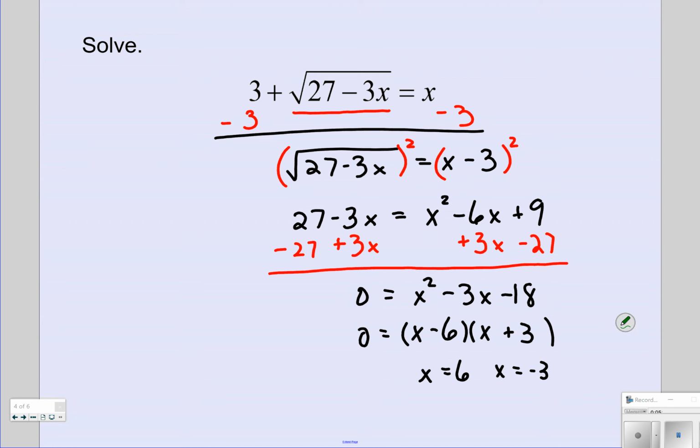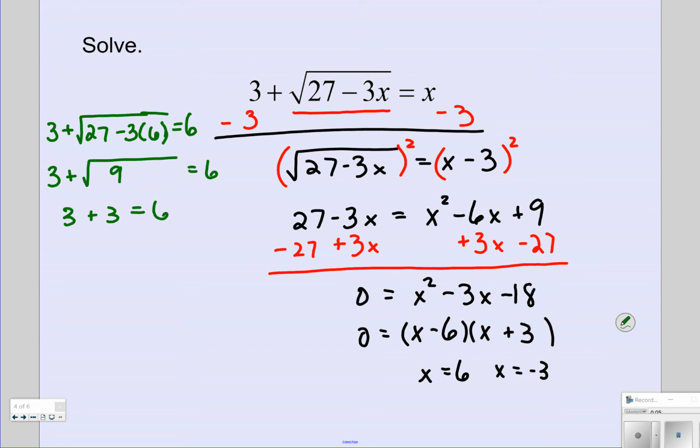So we begin with x is equal to 3 plus the square root of 27 minus 3x, and we'll plug 6 in for x this time. That is going to equal 6, because that's what I'm plugging in for x. So I get 3 plus the square root of 9 is equal to 6. So 3 plus 3 equals 6. So x equals 6 is one of my solutions. That works. And let's plug in the negative 3.